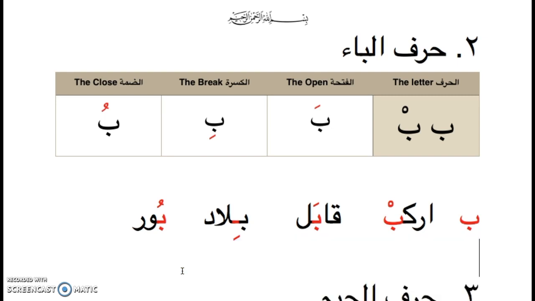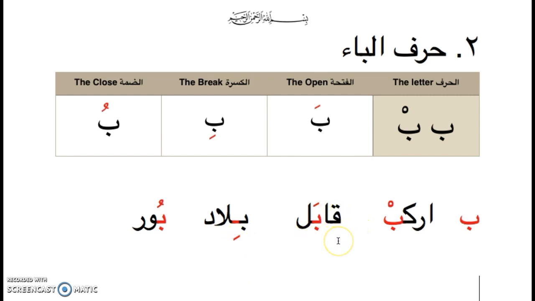All right. So let's go back to the moves, basic moves, and we have four of them introduced here. Irkab, qabil, bilad, bur. So here's the dhamma. Bur is ruined. When you say bara, like it got ruined, but bur is ruined. Bilad. Bilad is like land or country.